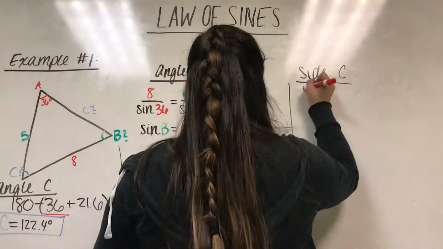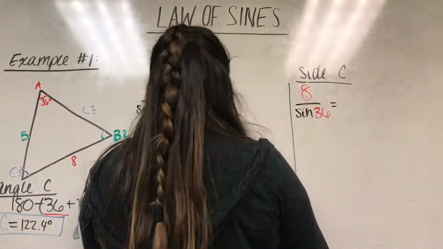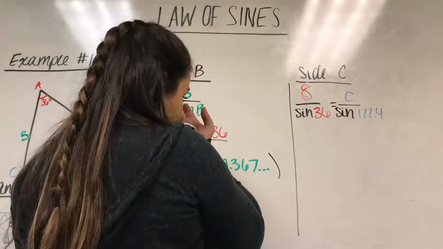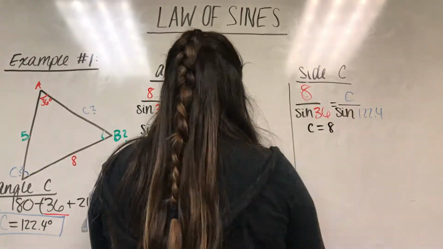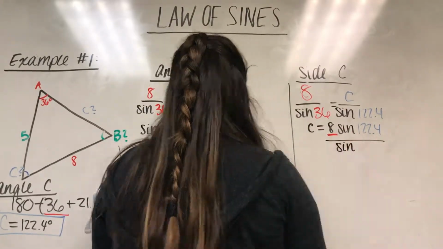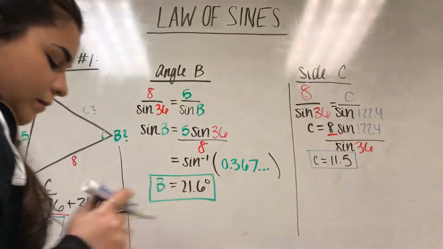Now the only thing that we're missing is side C, so we're going to use the law of sines to solve for side C, which will then be 8 over sine 36 equals c over sine 122.4. So c equals 8 sine 122.4 over sine 36. So our side c equals 11.5.